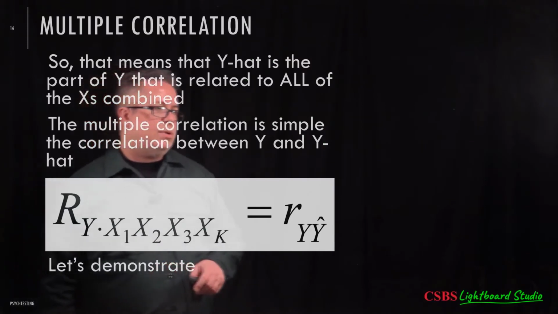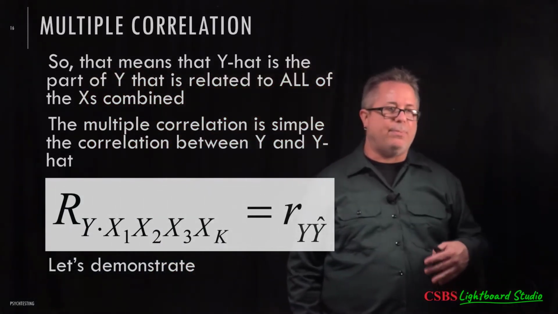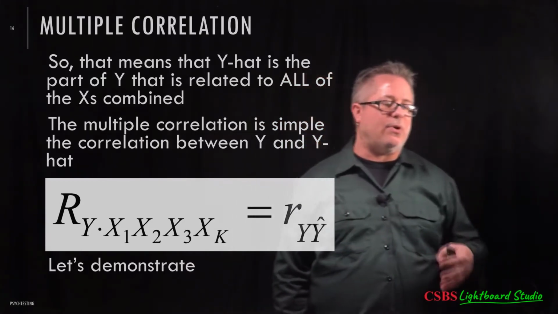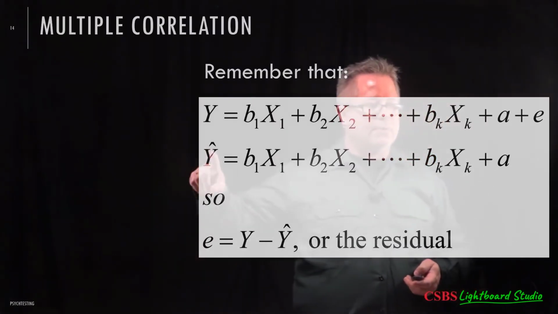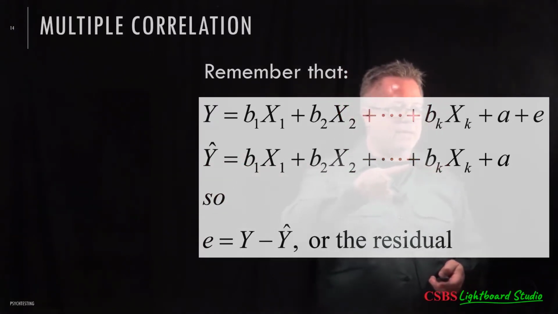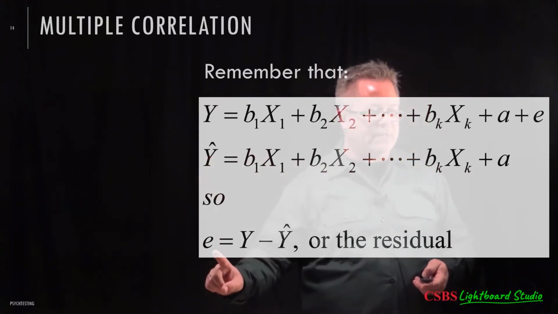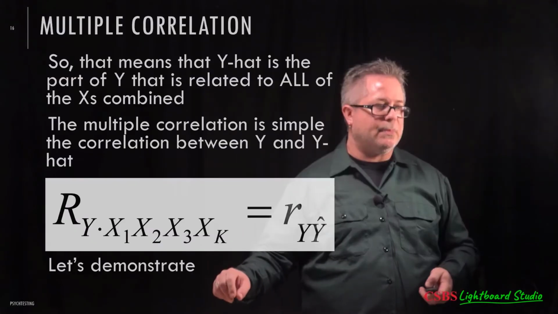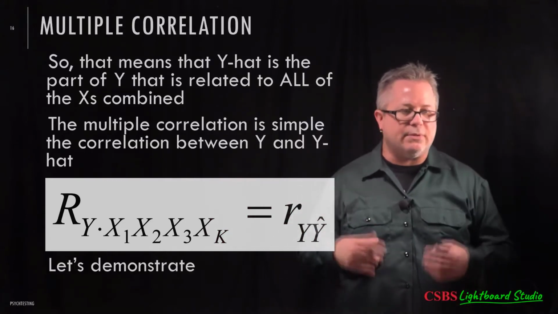So that means that y hat is the part of y that is related to all the x's combined. It's the part of y that all these x's relate to, because the part that the x's do not relate to is found in E. That's the residual.